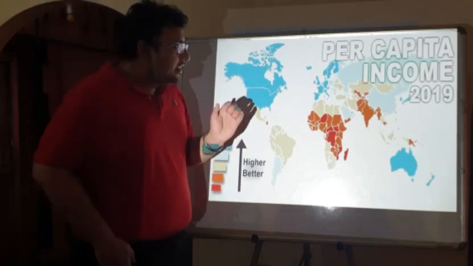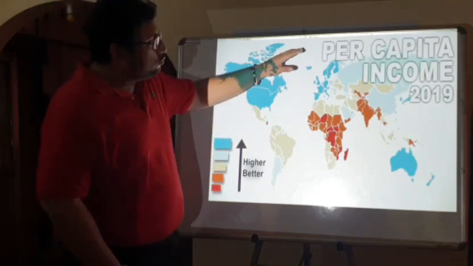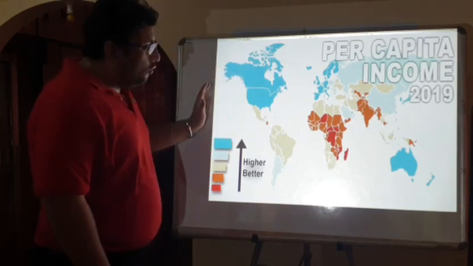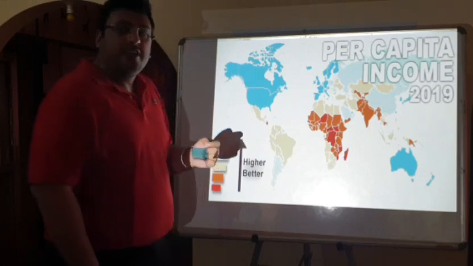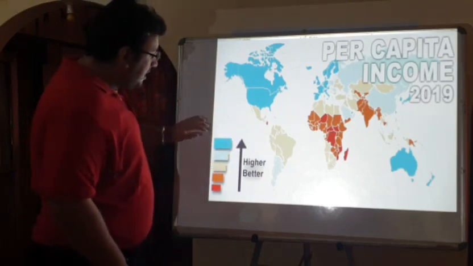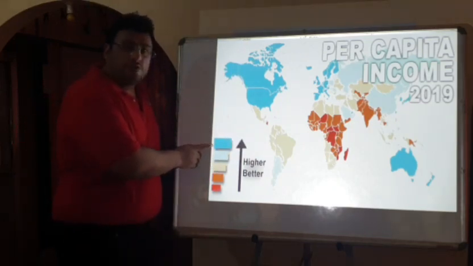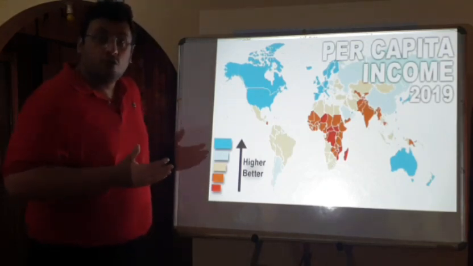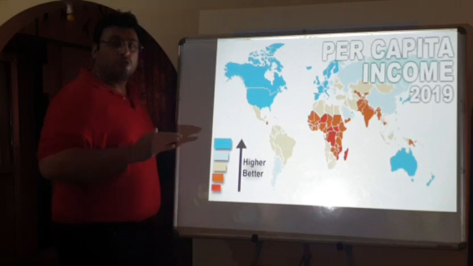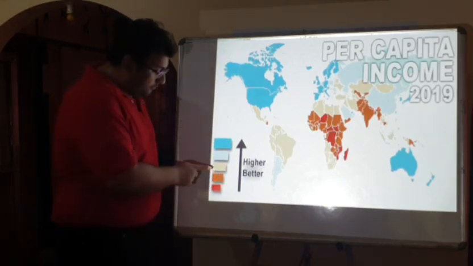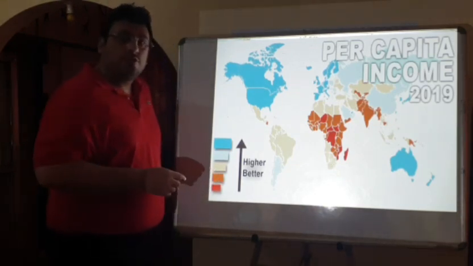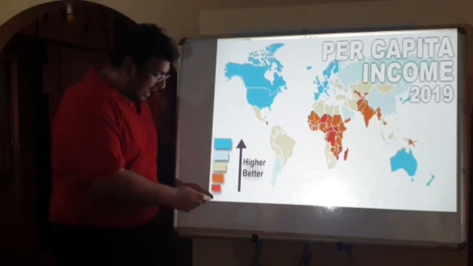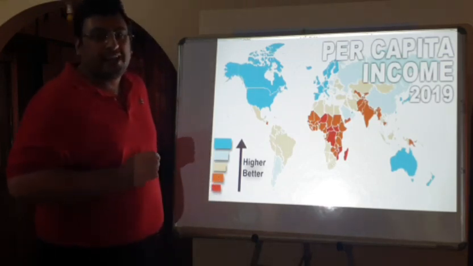Before that, let us discuss, according to 2019 statistics, how we can say which country is developed. Blue shows high per capita income, that means the people are earning more. Light blue shows pretty decent. Peach shows average. Orange shows below average and red shows very poor per capita income.